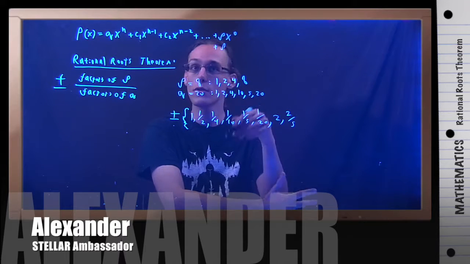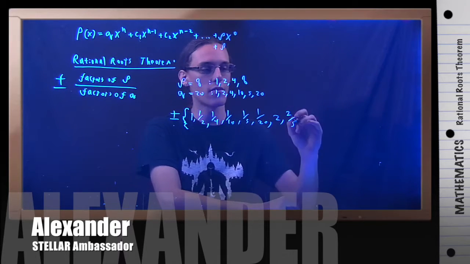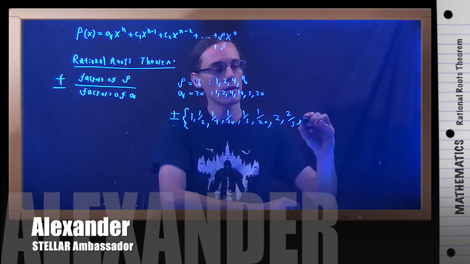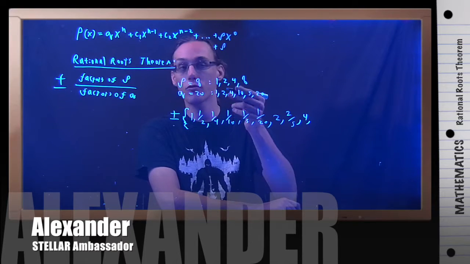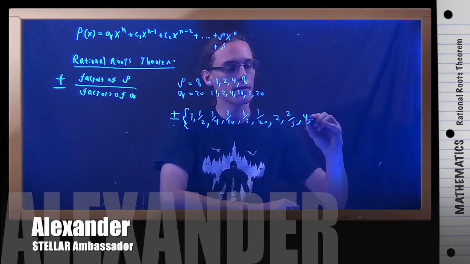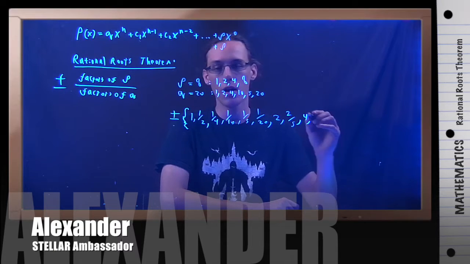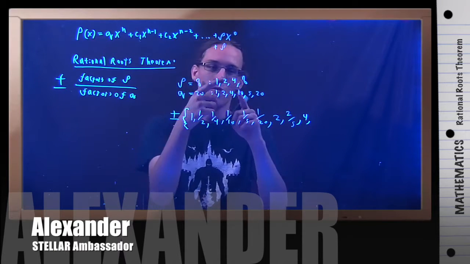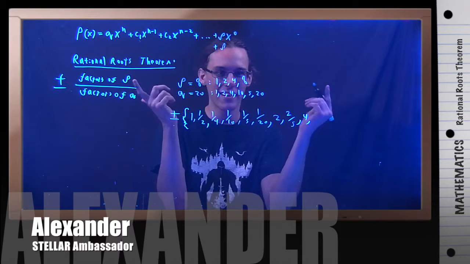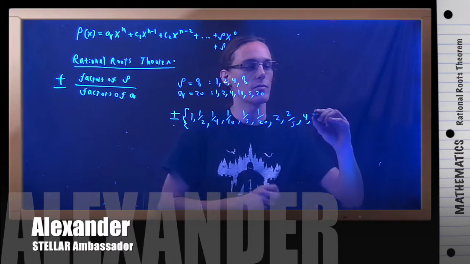2 over 20, well, that reduces to 1/10. I've already got it, so I don't need it. And now I do 4. 4 over 2 is 2. I've already got that. 4 over 4 is 1. I've already got that. 4 over 10 is 2/5. Already there. 4 over 5, I don't have him, so I'll go ahead and list him.